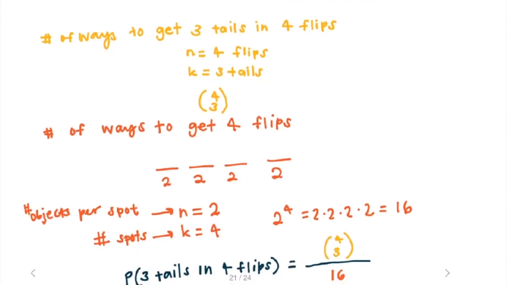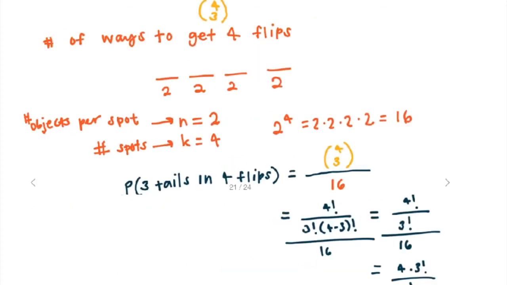So here I noted that the number of objects per spot is n equals 2, because it's either heads or tails. And the number of spots I have is 4, which is why k equals 4. So using the formula n to the power of k, you're going to have 2 to the power of 4. And when you expand, you're going to get 16.